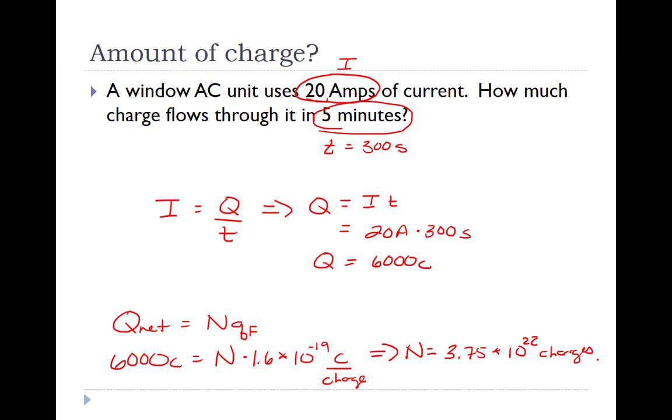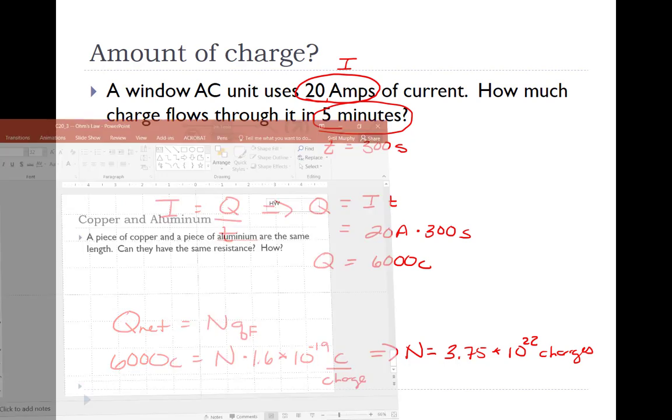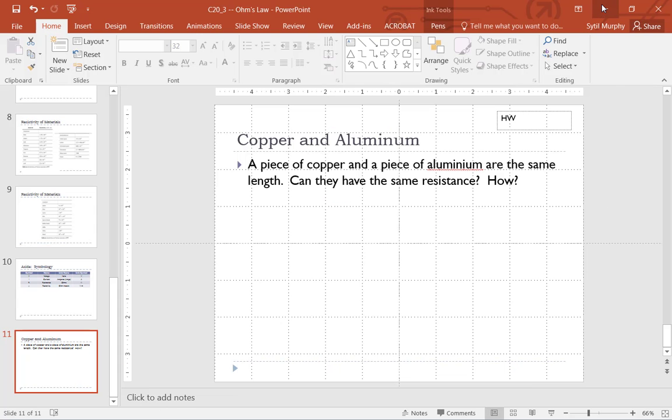20 amps is a very, very large current, which is why you need to be careful with your window AC units. If you put multiple on the same circuit, you'll blow your electric circuit, flip the breaker, if you will. Also, sometimes they have to be wired not into a standard outlet, but into one that provides a larger voltage. This concludes this section. In the next section, we're going to be looking at Ohm's law.